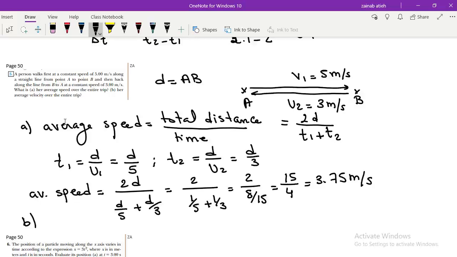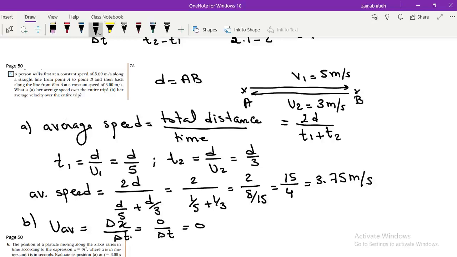So I can say that the average velocity, V average, is equal to delta X over delta T, which is equal to 0 over delta T, which is 0. Why? Because the displacement is 0. It never moved from its position. It started at A and it ended up at A. So X final minus X initial is 0. For sure, it's 0 meters per second.